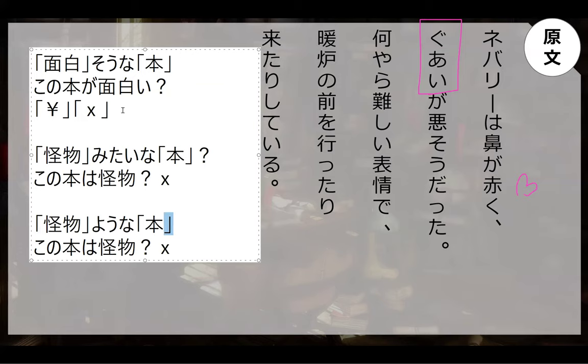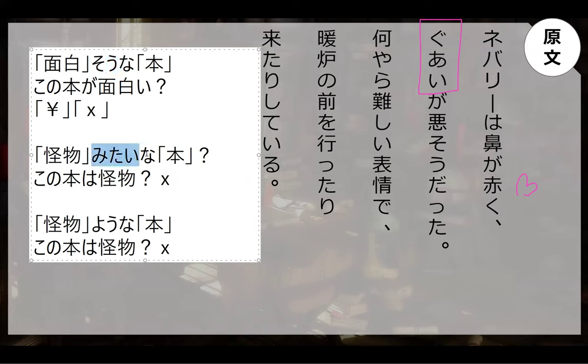Versus a book that looks interesting, is going to be a book with a cool cover. We are stating factual information about the book. The book has a cool cover. I bet what's inside looks good. So it's used for a conjecture. You're making an observation and making an assumption based off of that observation when you're using sou.